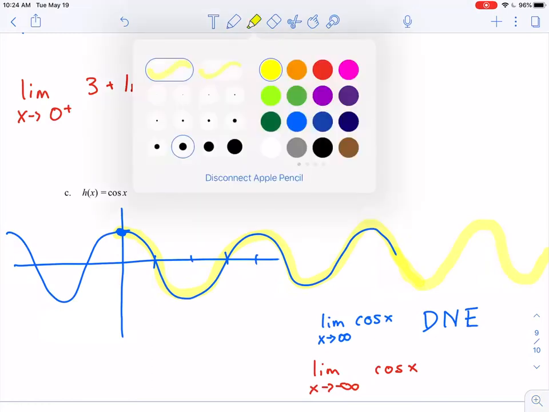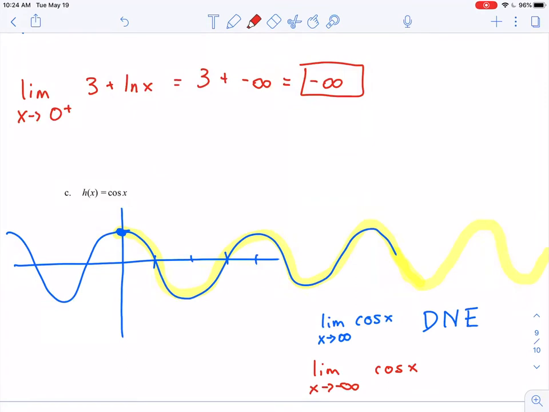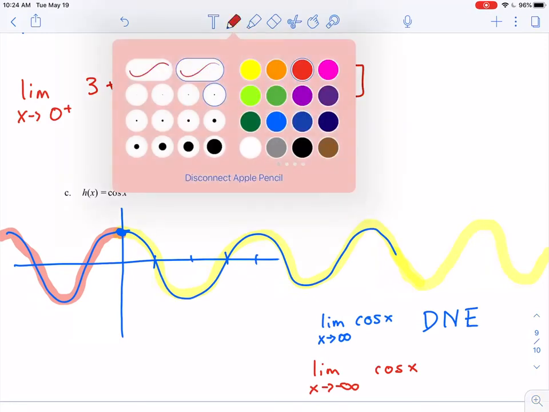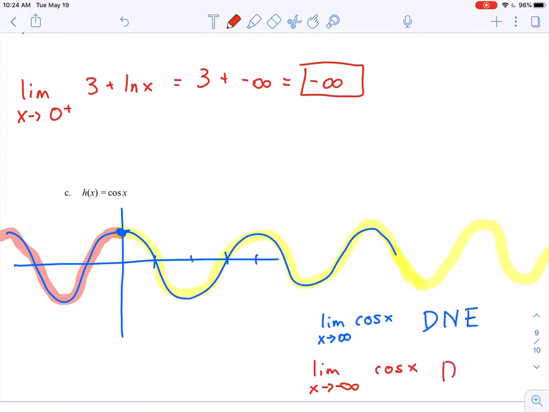Same thing is going to happen on the left side, right? Here I have a little bit less to look at, but I know the behavior is going to be the same. It's just going to oscillate up and down forever and ever. So since we don't approach a single y value here, again, this limit does not exist, or is undefined, because we do not approach a single y value.